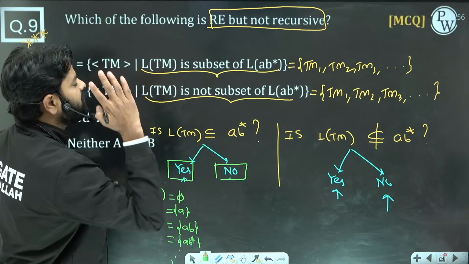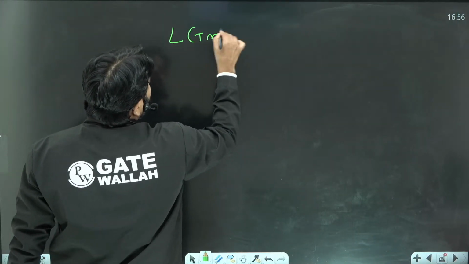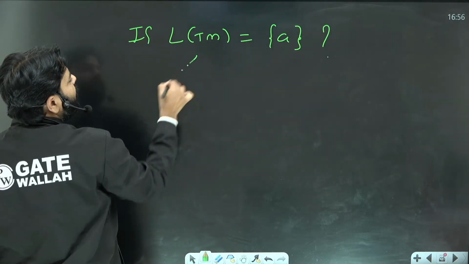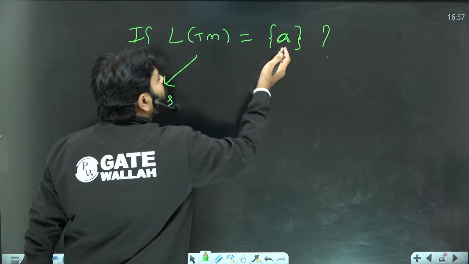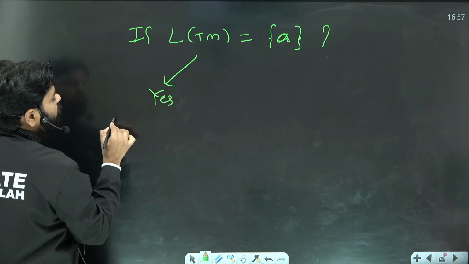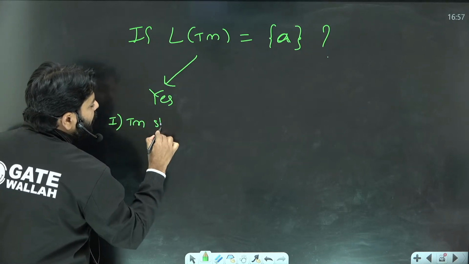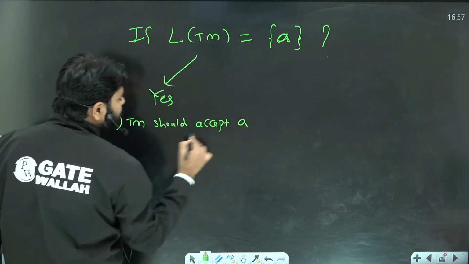Forget about this AB star. Let me take a very simple language. L of TM, is it accepting only A? You don't have a logic here. S, you want to check the logic. How can I verify it is accepting only A? To do that, two cases. Case 1, TM should accept A. That I can check, but the other one is difficult.